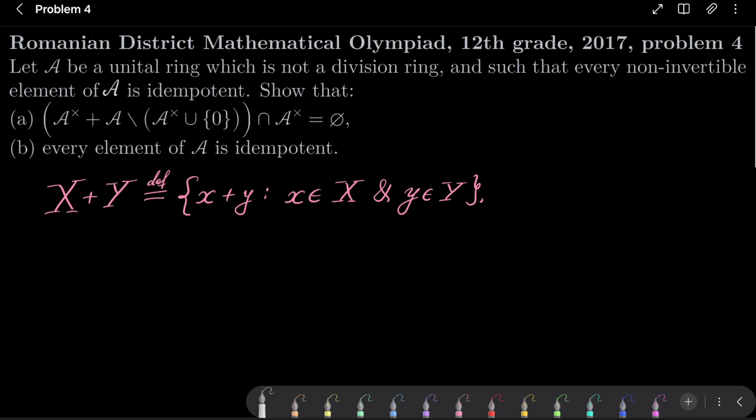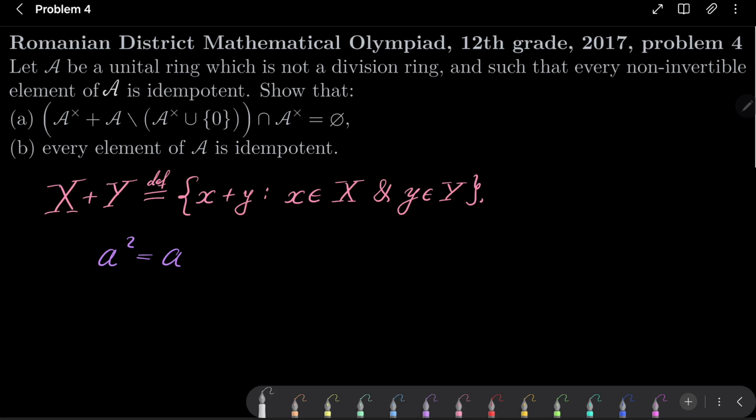And to clarify some things, division ring means that every non-zero element has its inverse. So not being a division ring means that there is some non-zero element which does not have its inverse. Idempotent basically means that a squared equals a. So if we multiply a with a, we get a once again. It means to be idempotent.